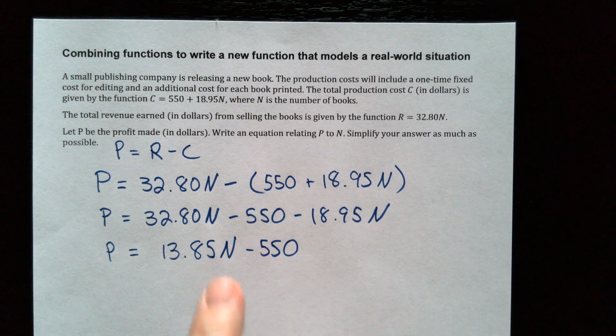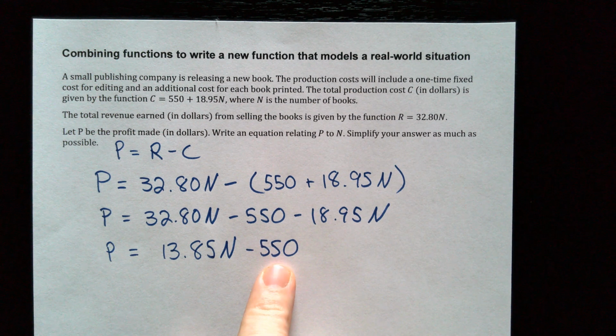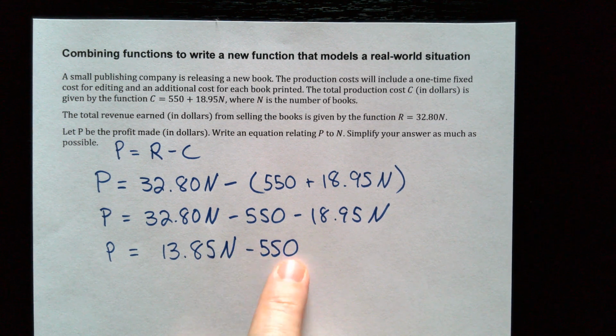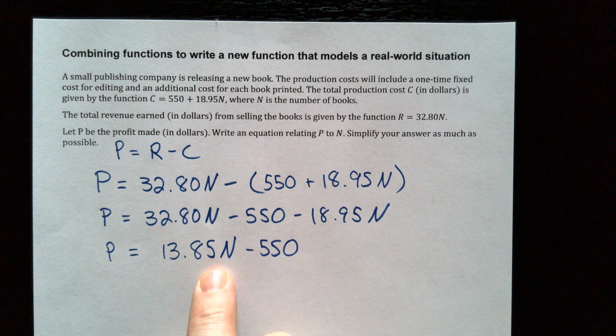Okay, so this is how much the company is making in profit. As you can see, if they only sell one book, then this minus 550 is going to make sure that they're not making any money. In fact, they're paying money. So there would have to be a certain number of books sold in order to pass this cost and then start making $13.85 per book after that.